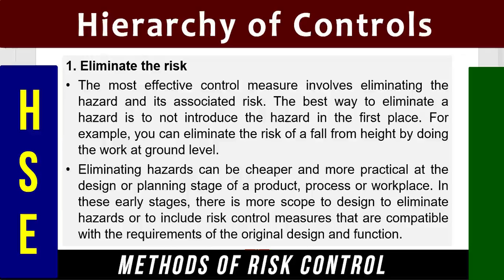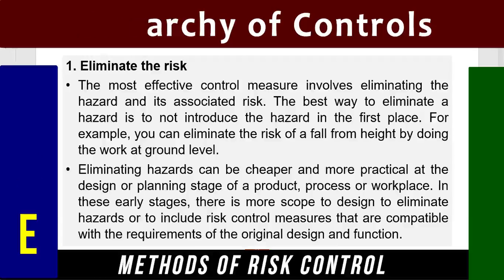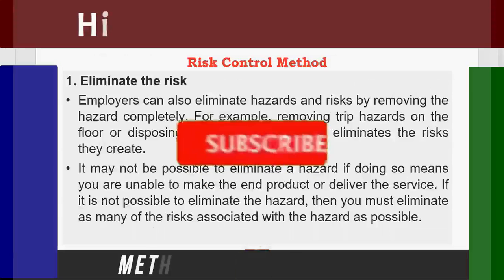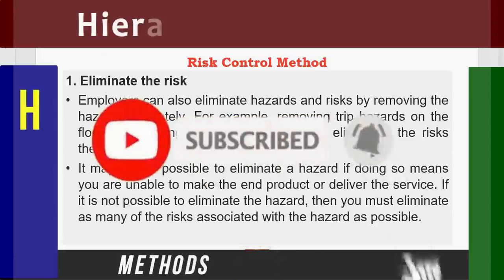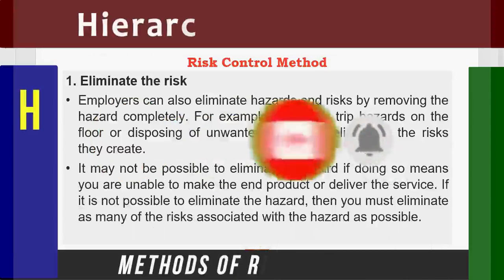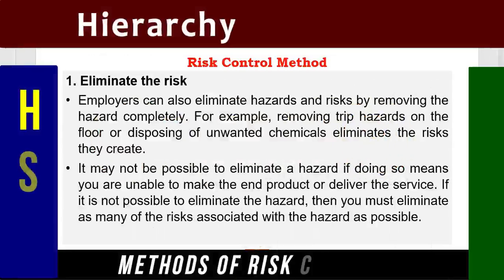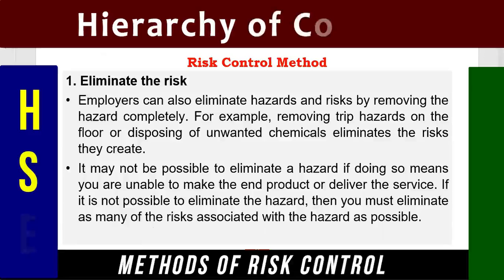In these early stages, there is more scope to design to eliminate hazards or to include risk control measures that are compatible with the requirements of the original design and function. Employers can also eliminate hazards and risks by removing the hazard completely. For example, removing trip hazards on the floor or disposing of unwanted chemicals eliminates the risk they create. It may not be possible to eliminate a hazard if doing so means you are unable to make the end product or deliver the service.